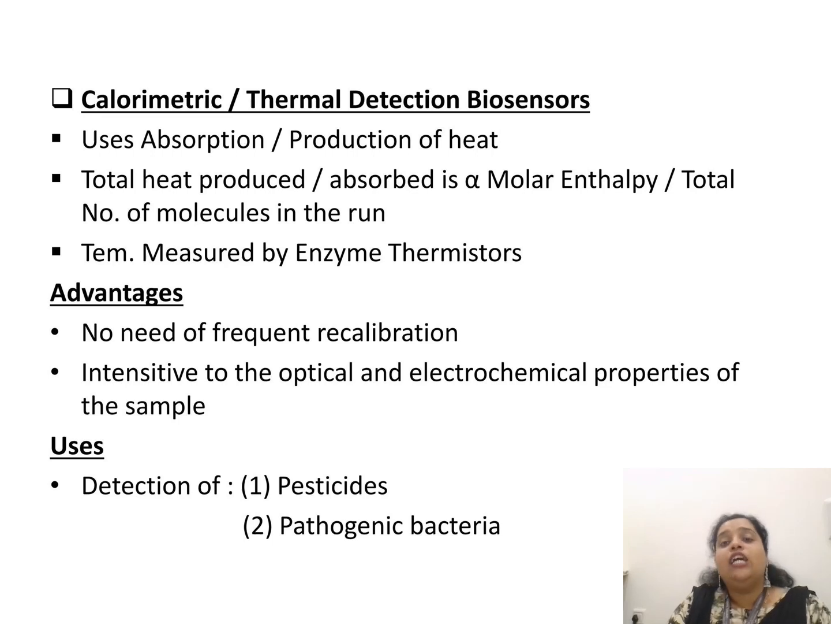Advantage of using that, no need of frequent calibration is required for calorimetric detector, and it is insensitive to optical and electrochemical properties of the sample. Now, where it can be used: for detection of pesticides and pathogenic bacteria, these types of biosensors can be used.